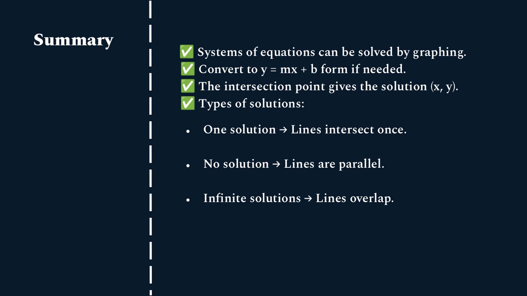There are three types of solutions. When we have one solution, that means the lines are intersecting, and that will be our solution point. And there's no solution. It means that the lines are parallel to each other. And there are infinitely many solutions. That means the lines are overlapping.